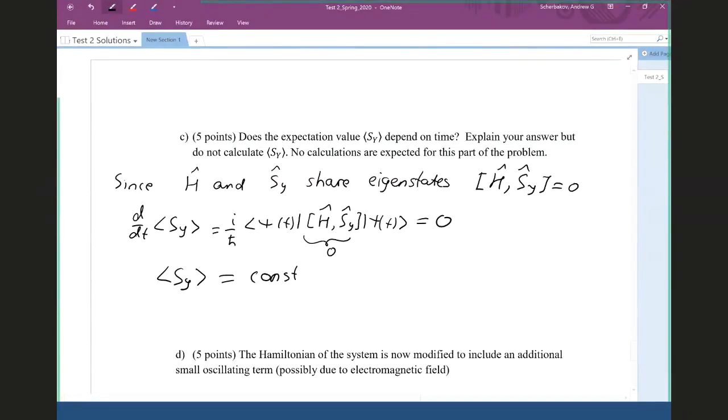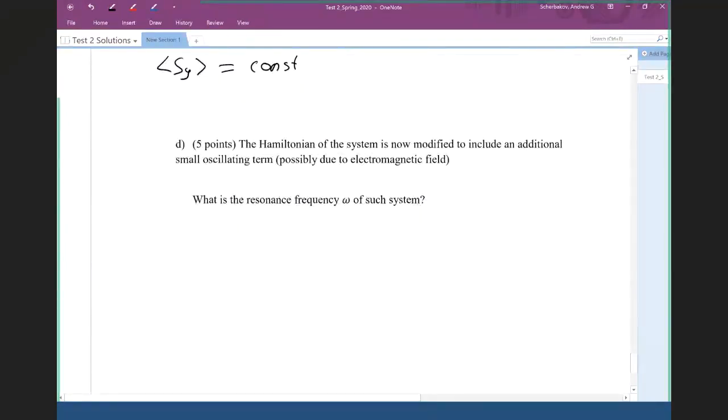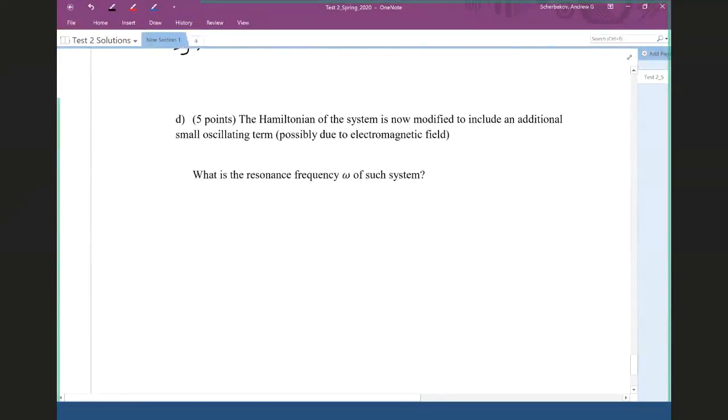Okay, so that's pretty much it. Any questions? All right, if there are no questions, the last part of this problem, which is really the easiest one. The Hamiltonian of the system is now modified to include an additional small oscillating term, and the hint is possibly due to an electromagnetic field. What's the resonant frequency of such a system? I didn't write any expressions for the Hamiltonian on purpose, to hint to you that you don't really need to do any calculations in this part.